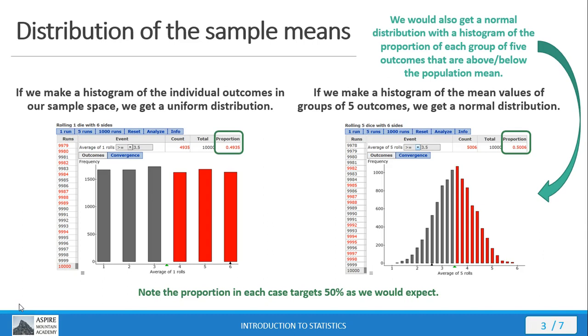So notice we also get a normal histogram for the proportion of groups of 5 outcomes. If we looked at the proportions, that fraction or that percentage that's above or below the population mean, we'd get the same numbers coming out. We'd see about 50% that are above the mean value, and about 50% would be below the mean value.